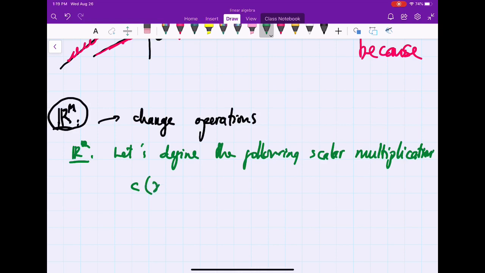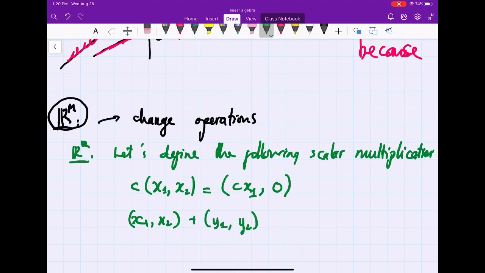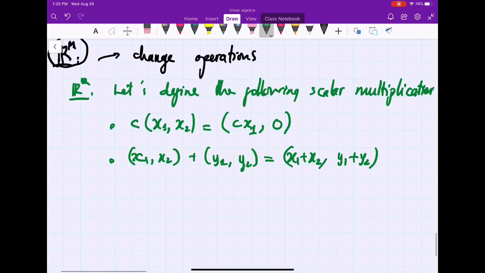C x1 x2 is equal to C x1, and here we have 0. Okay, and we keep addition: x1 x2 plus y1 y2 is just x1 plus y1 and x2 plus y2. So we have new operations in here, and we need to check whether R2 with these operations satisfies the 10 properties or not.